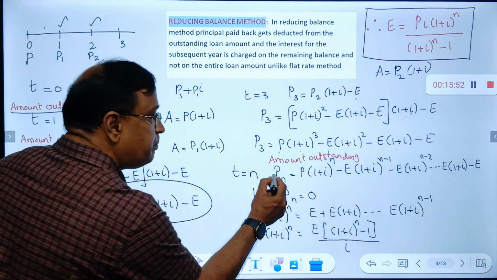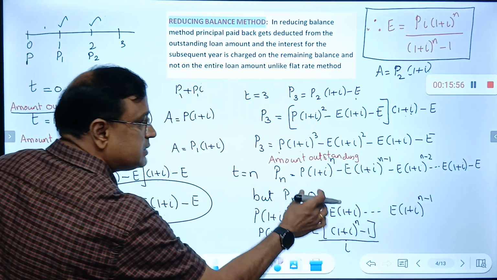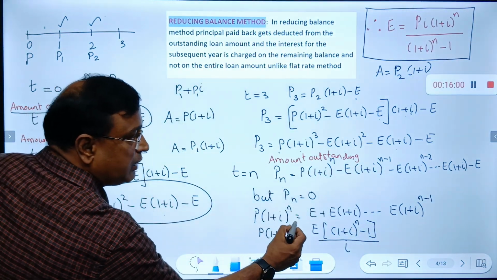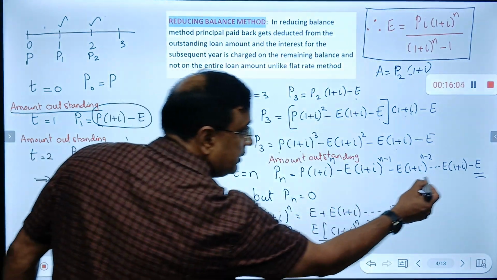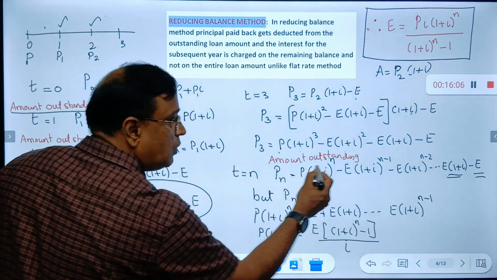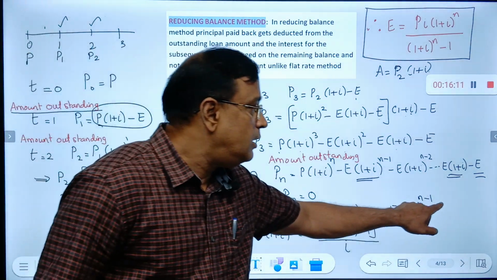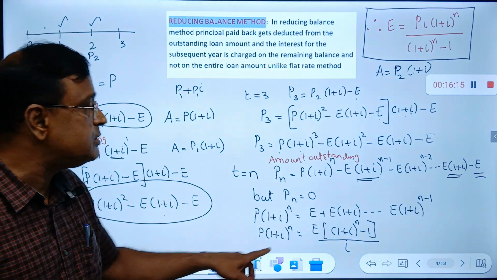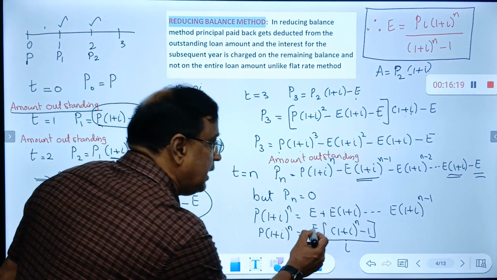Correct? So when you put Pn as 0 here, all the positive and negative values come to one side. I'll take this to the other side. So P into 1 plus I power n equal to E, I write this first, E and then E into 1 plus I and so on up to this. Okay. This is a geometric progression. What's the sum of n terms of a geometric progression? A into r power n minus 1 by r minus 1. Now from this I want to find E.